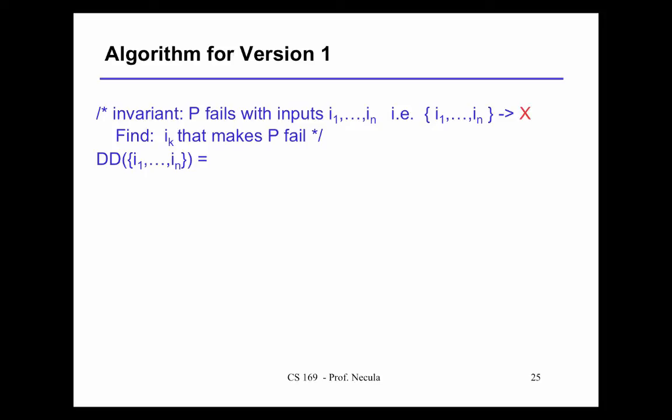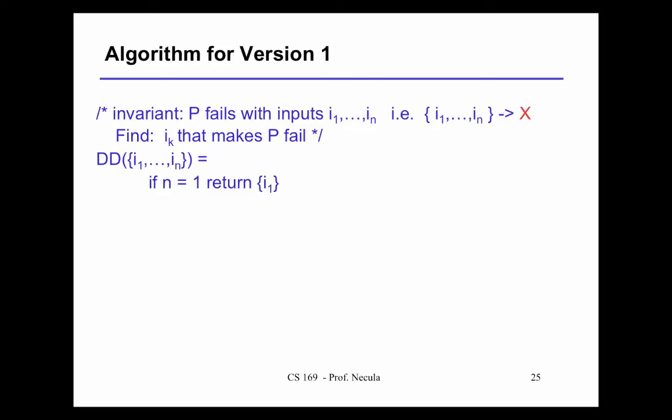So essentially, I'm going to define an algorithm called DD, or delta debugging, and it takes a set of inputs. And here's the invariant. As long as I invoke this algorithm with a set of inputs on which my program fails, which I'm going to write like this, given this set of inputs results in failure, then the algorithm will eventually return and find one of these elements in the inputs that still makes the program fail. But this algorithm is only guaranteed to work if you invoke it with a set of inputs that fail.